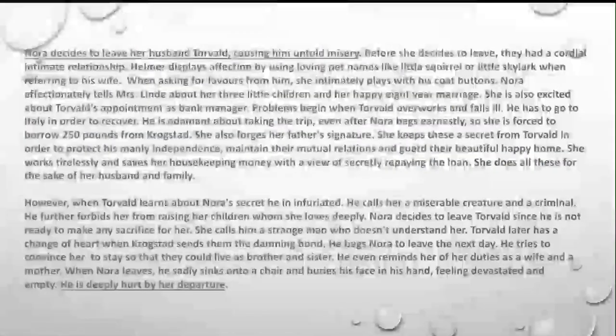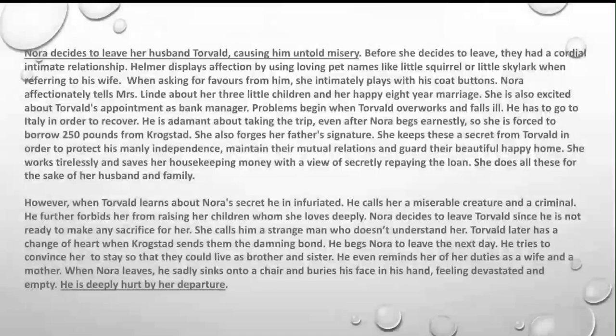Now, the first citation from the text. Nora decides to leave her husband, Torvald, causing him untold misery. Before she decides to leave, they had a cordial, intimate relationship. Helmer displays affection by using loving pet names like Little Squirrel or Little Skylark when referring to his wife. When asking for favors from him, she intimately plays with his coat buttons. Nora affectionately tells Mrs. Linde about her three little children and her happy 8 years marriage.